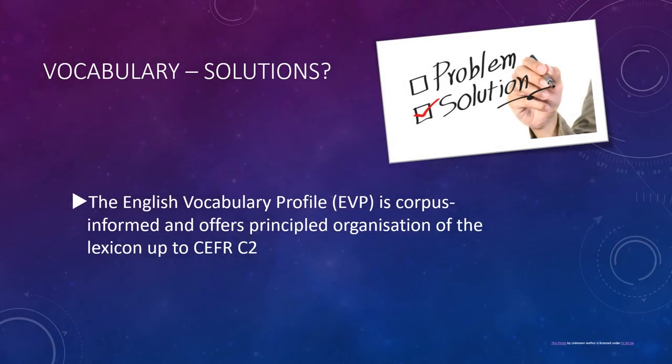Before we move away from vocabulary, I'd just like to mention one final important resource. It is the English Vocabulary Profile, which is often called the EVP. It is a corpus-informed resource. It's online and it's free, and it offers the possibility of a principled organization of the learner lexicon right up to the highest levels of the Common European Framework of Reference, CEFR, C1 and C2.